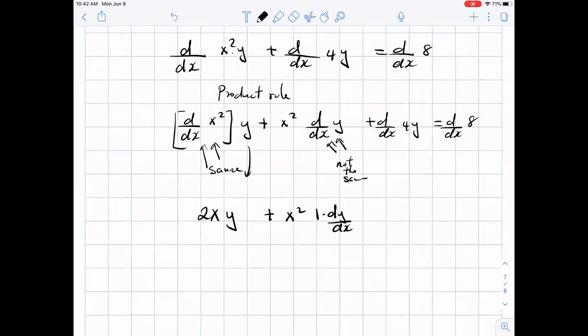Okay? The variables here are not the same. Okay? So this becomes plus the derivative of 4y, which is 4, but dy/dx. And the derivative of any constant is always 0.